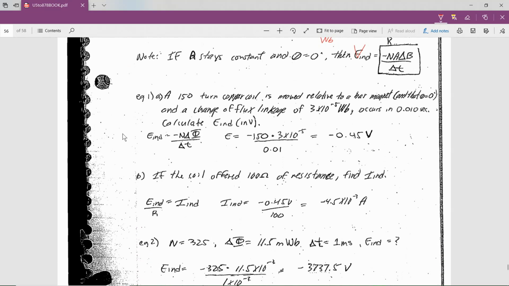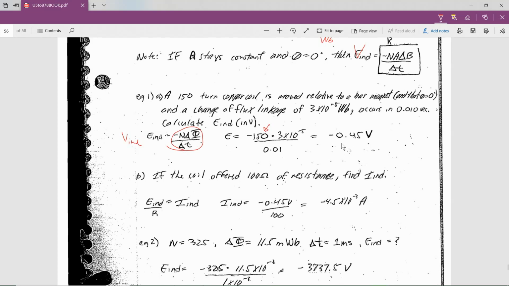So it's minus N delta phi by delta T. So 150 turns, change in flux, 3 by 10 to minus 5 over 0.01. And you get 0.45 volts. The negative sign, we can worry about that later. I won't mark you wrong if you leave it out. Just the induced voltage is 0.45 volts in this example.